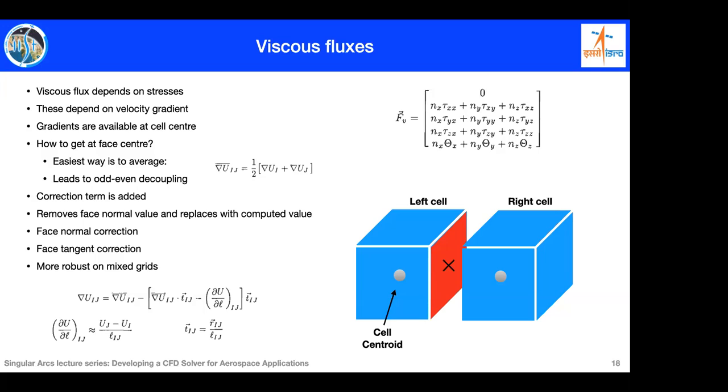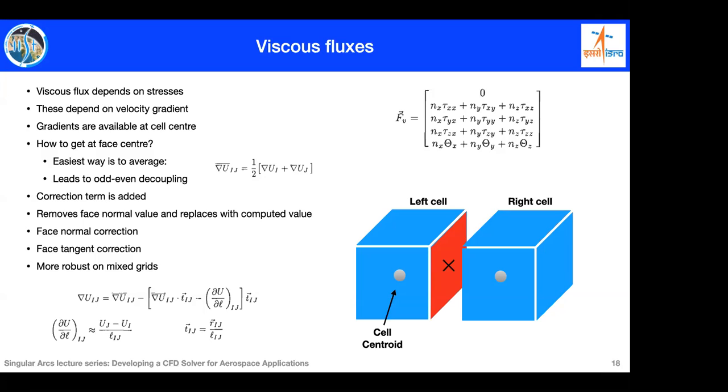But this is known to lead to odd-even decoupling, where the solution in even cells is not related to the solution in odd cells. So that can give you oscillatory solutions. That's why you need to add another additional term, which is shown here. Whatever directional derivative you have from left cell to right cell, that component you remove and substitute it with another (uj minus ui) by l term. I think there are not many variations in this. There are only a couple of things that I know, like this additional term is slightly different in other variations. But most of the times viscous fluxes are discretized like this.